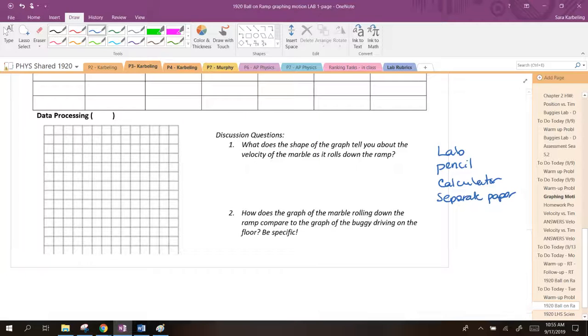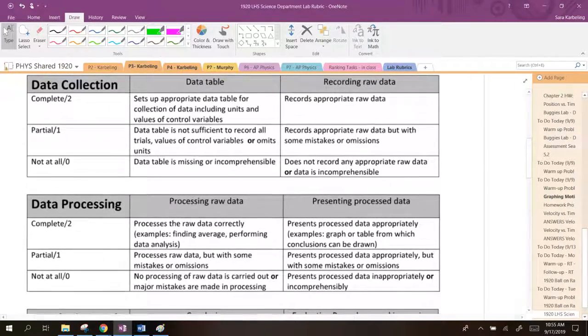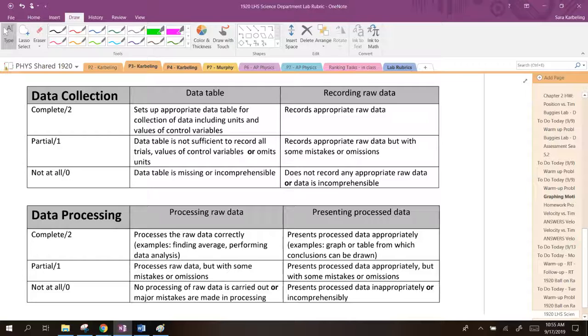Okay. You will be assessed, once you turn this in, on data collection. That means that you need to have a nice deep data table. I should be able to take it to Mrs. Ellickson or Mrs. Hughes or anybody else, any other science person, and they should be able to understand what you did based on your data table. Okay? And then you're also going to do your graphing for data processing. Okay? So those two things are going to go in your lab.